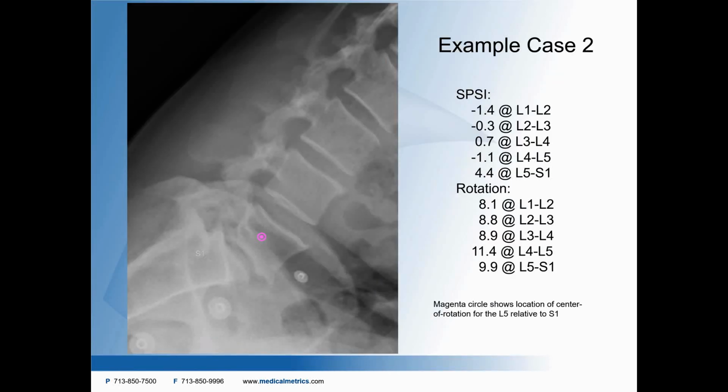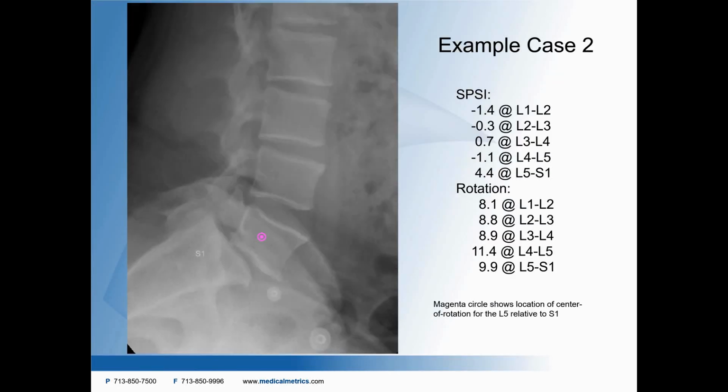In example case 2, SPSI is generally between -2 and +2, so SPSI is within normal limits at all levels. Except L5S1 where the translation per degree of rotation is 4.4 standard deviations greater than found in healthy spines. This is very abnormal and would almost never be found in an asymptomatic individual with a healthy spine.